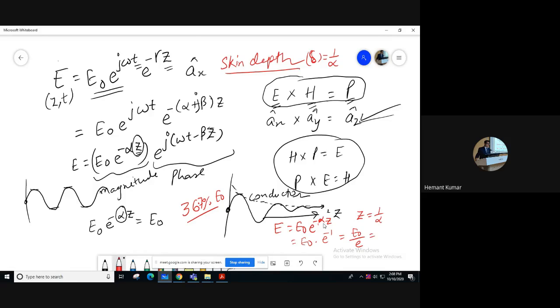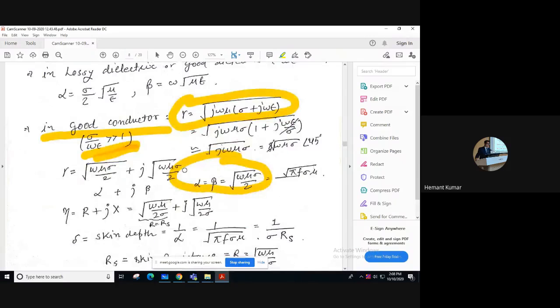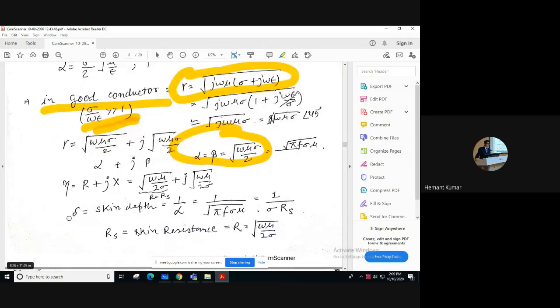It's very important. So skin depth is what? The distance traveled by a wave where the amplitude decays to 37% or 36.7% of the original value. That distance is known as skin depth. So what is the value of this alpha for a conductor? We know alpha is given by this formula, right? So 1 upon alpha is the skin depth. So skin depth is given by this formula.